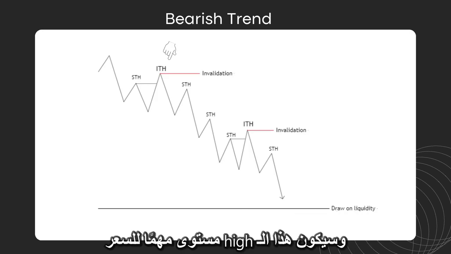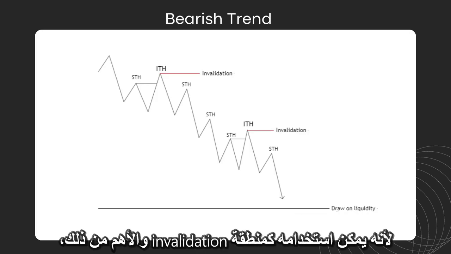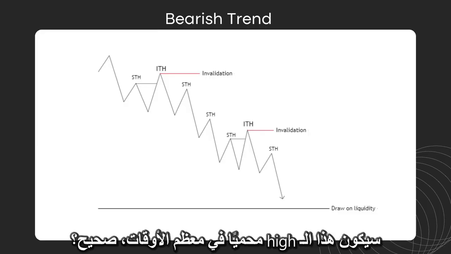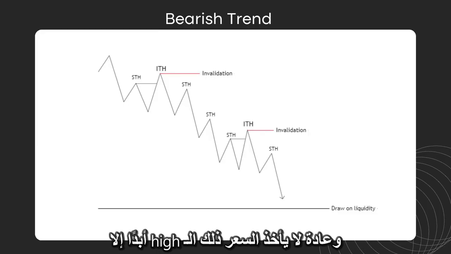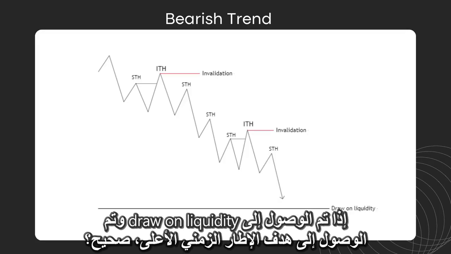And that high would be an important level for price because it can be used as an invalidation area. And most of all, that high would be protected most of the time, right? And price usually never takes that high out unless and until the drawn liquidity is met and the objective of the higher time frame is reached, right?